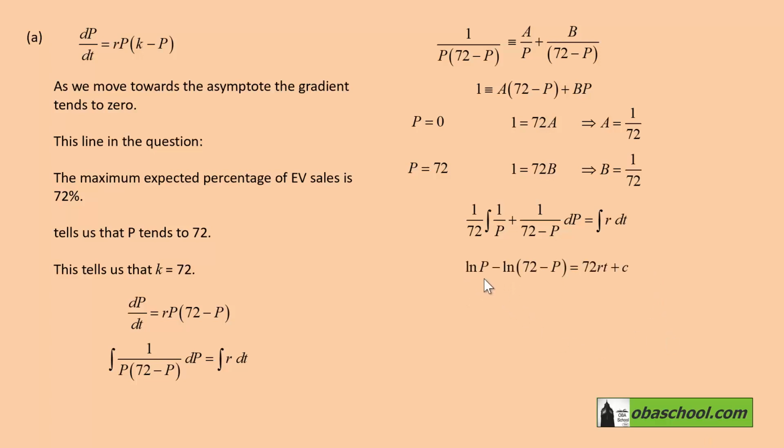So I've got log p, take away log 72 minus p. Remember that minus comes from the differential of the inside function here of 72 take away p. The 72 here, I multiplied that onto the other side, so I get 72 RT plus some constant. Using log laws, we can combine these terms. So working from there, we can take the exponential function of both sides.